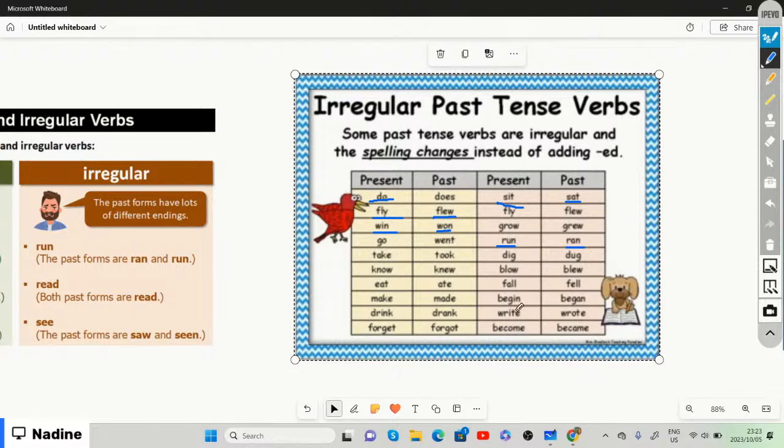So there's basically quite a few irregular past tense verbs, right? There's a lot. And like we say, we can't just add an ed, right? Because the verb is basically irregular, right? So when it comes to irregular past tense verbs, some past tense verbs are irregular and the spelling changes instead of just adding an ed, right?